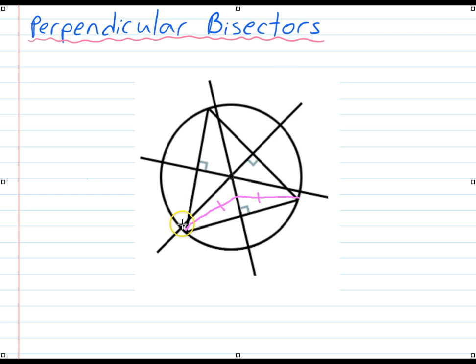If I pick this perpendicular bisector, I could pick a point on it, draw line segments to the ends. Those would be congruent or equidistant, as they say in the theorem. All right, let's say that I pick the point right here. Let's pick that circumcenter.